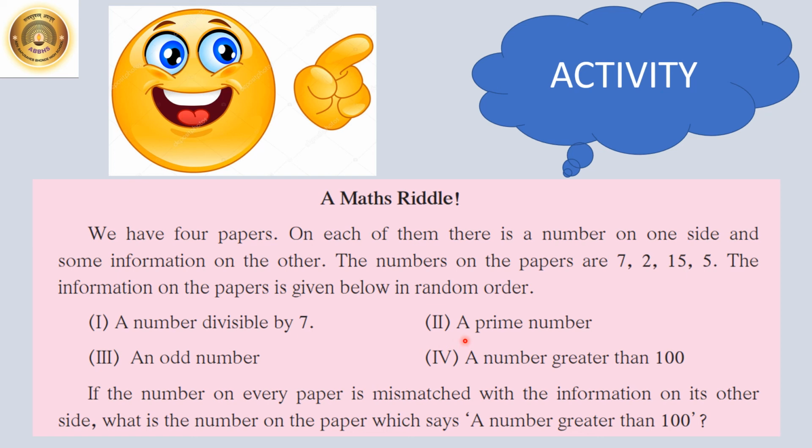Now the second one is a prime number. So you have learnt in the previous standard, students, that 2 is a prime number. So like this you have to find out. The third one is an odd number. The fourth one is a number greater than 100. If the number on every paper is mismatched with the information on its other side, what is the number of the paper which says a number greater than 100? So students, you play a math riddle with your siblings.